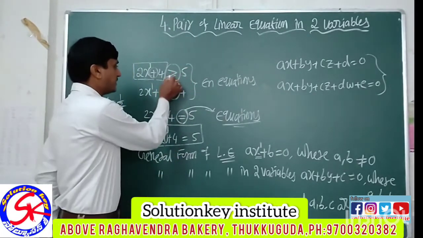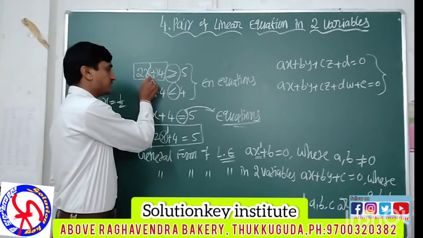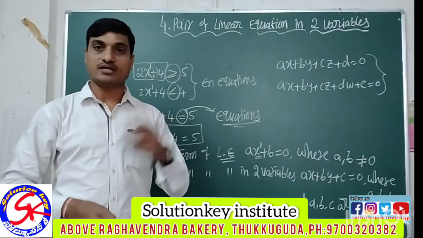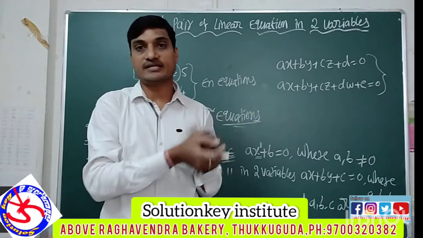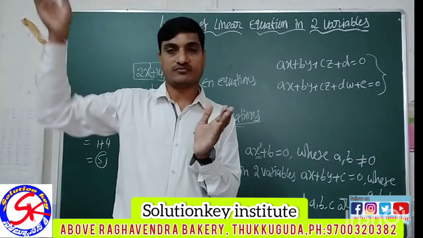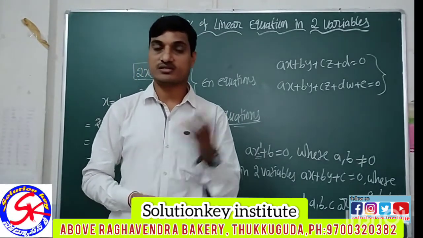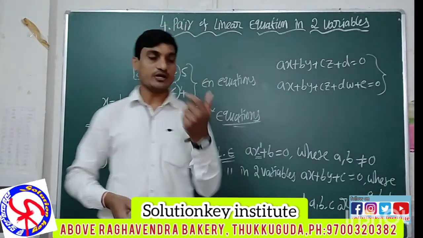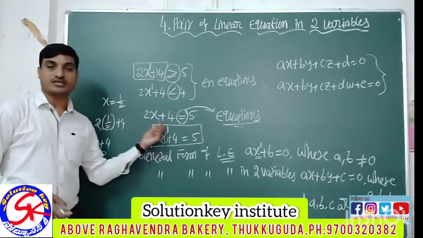Now see this: when it is greater than or equal to 0, if you take more values, 2 into 5 is 10, 10 plus 4 is 14. 14 is greater than 5. Like that, you can take so many values that are greater than 5, such as 6, 7, whatever. And there are many values less than 5 too, 4, 3, 2, 1 and so on, and minus values also. But exactly what you get in the result is 5. Then it satisfies this condition, and that is the reason it is an equation.